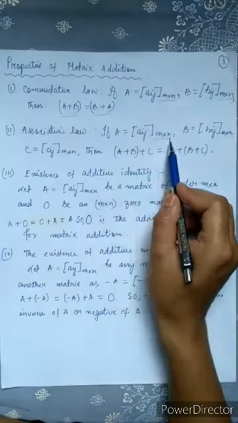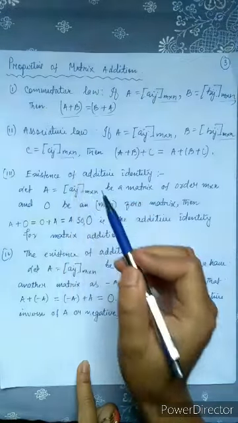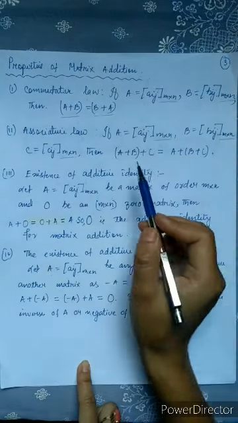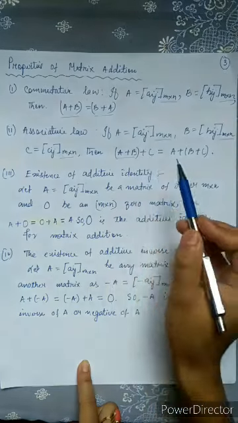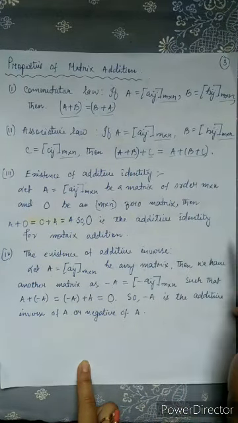Number two, associative law. If A is a matrix of order m by n, B is a matrix of order m by n, C is a matrix of m by n, then addition of A plus B and C is equal to addition of A and the sum of B and C.